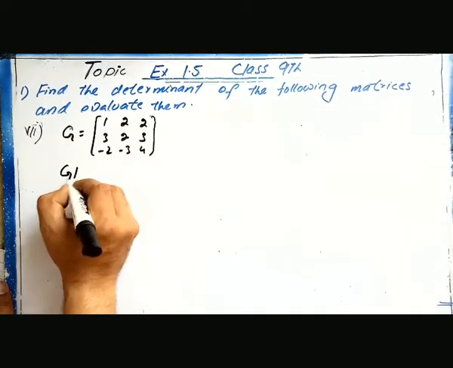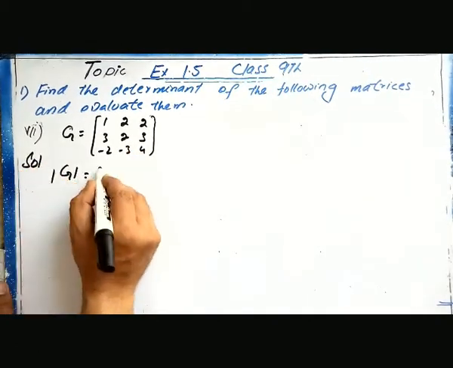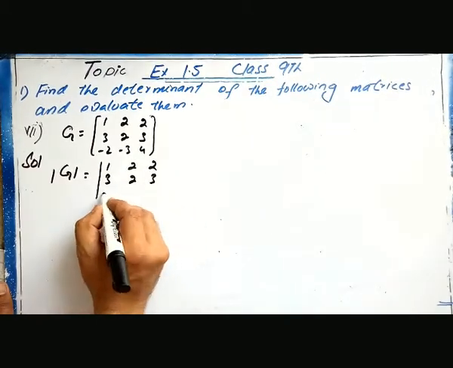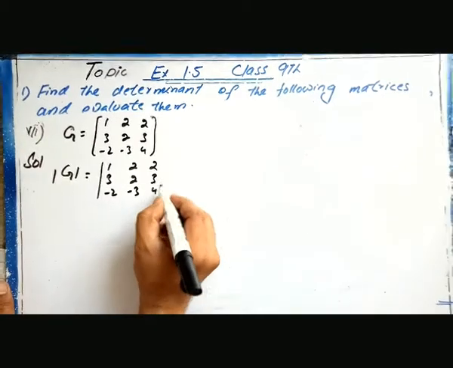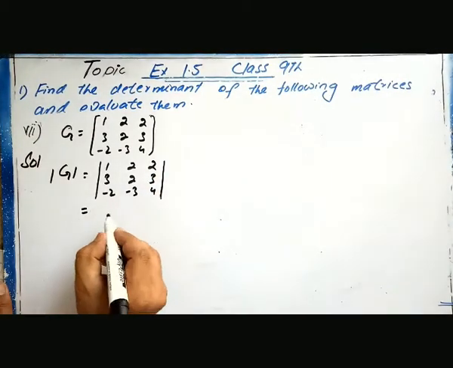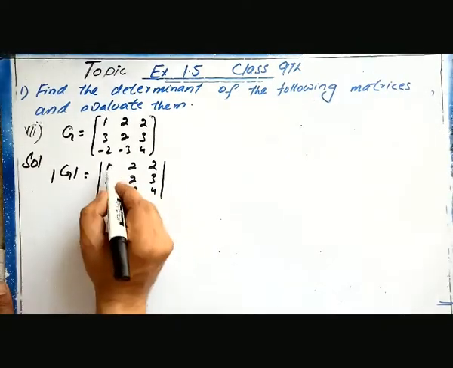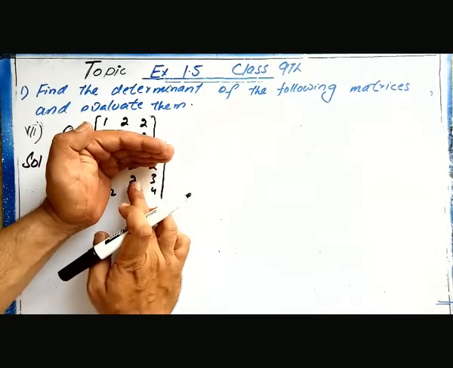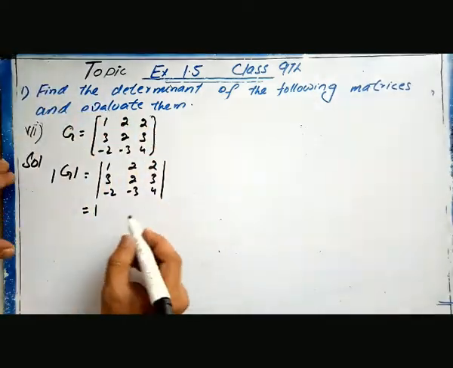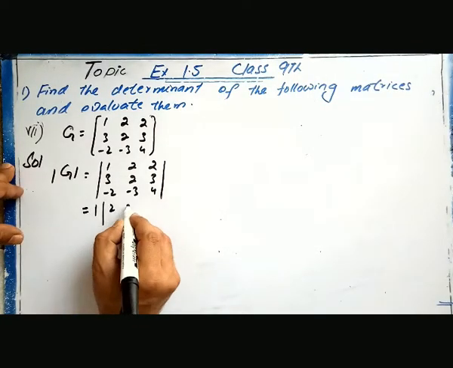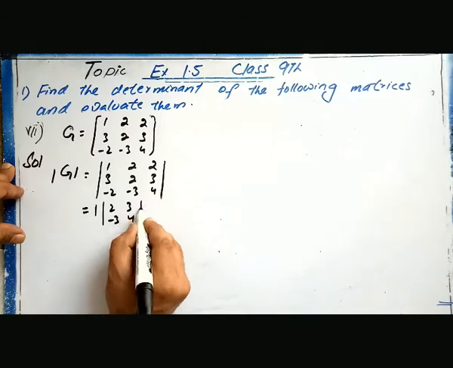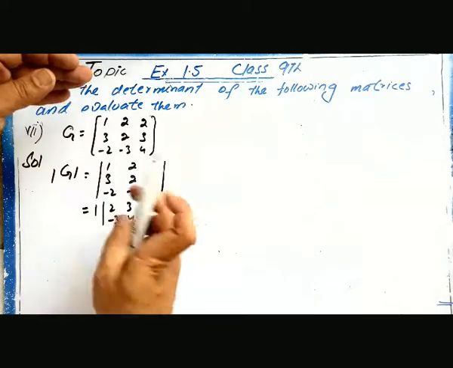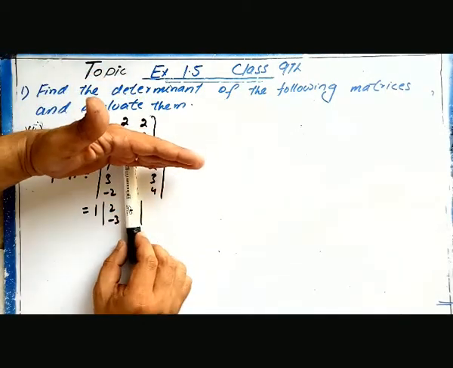Find the determinant of G. So solution, G determinant will be equal to 1 2 2 / 3 2 3 / -2 -3 4. Same method: first row and first column we remove, exactly like this. So we will be left with 2 3 and -3 4. So 1 times the determinant of 2 3 -3 4.